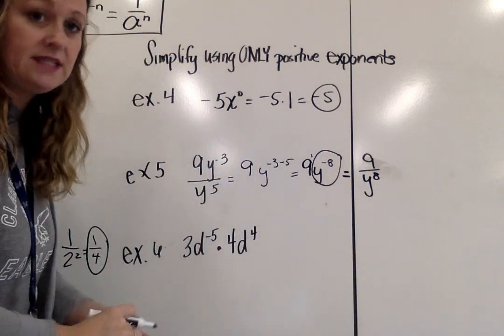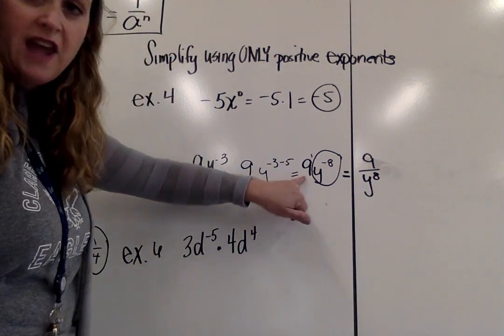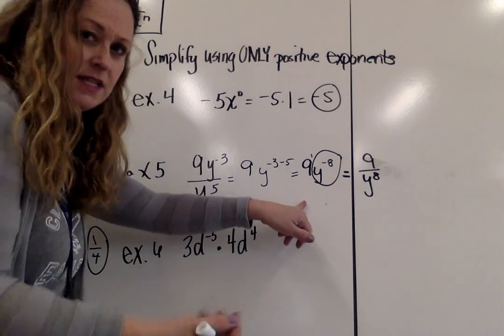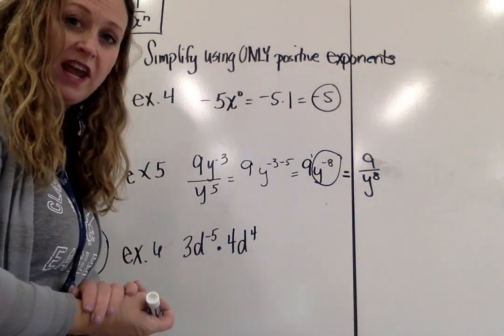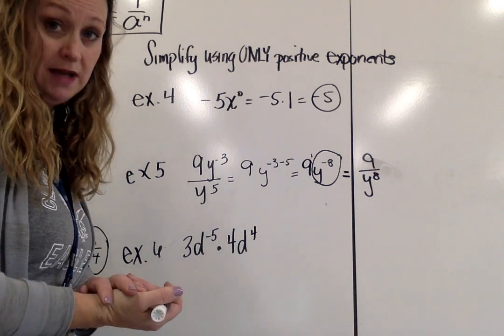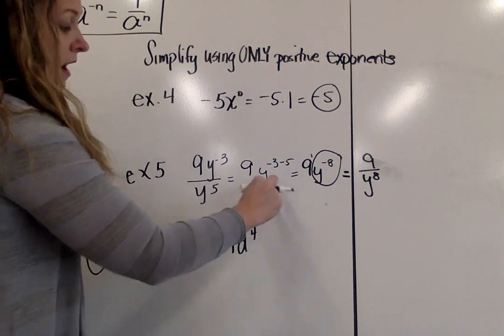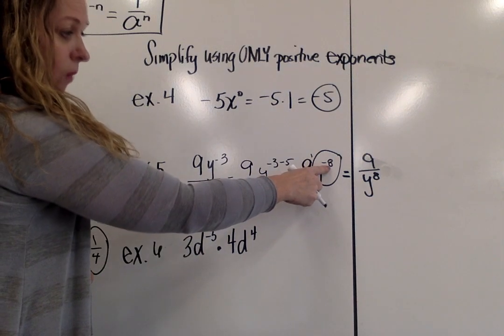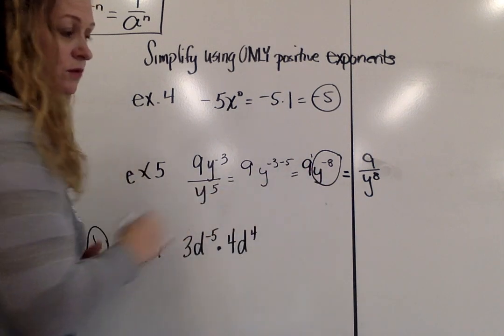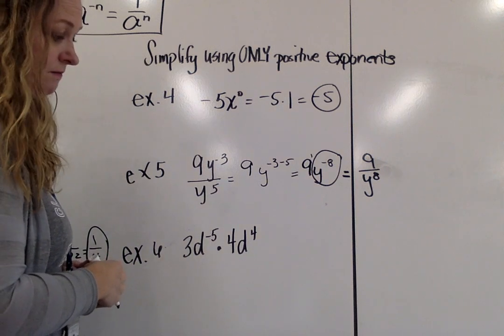The biggest mistake I see is that kids want to move the 9 to the denominator. It is a 9, it's in the numerator. Y to the negative 8th needs to move to the denominator so that the 8 changes from a negative to a positive. So I've subtracted, I have a negative exponent with my y, 9 stays, and y moves to the denominator to change to positive.